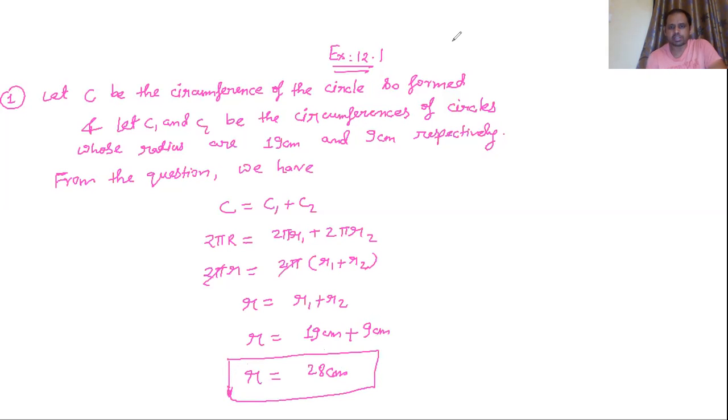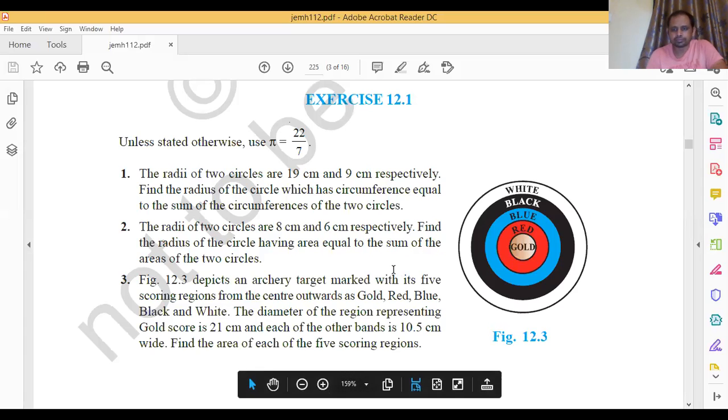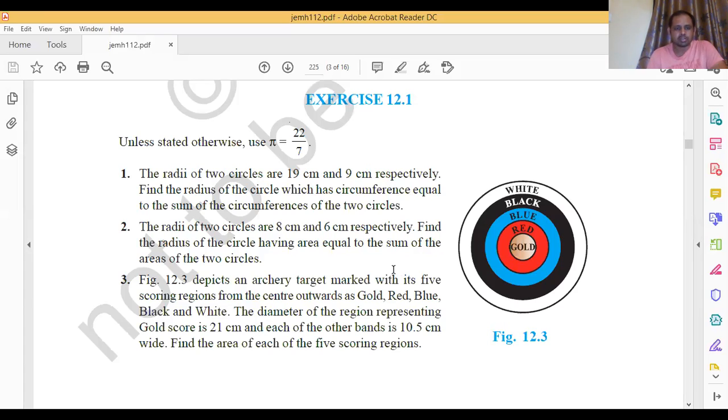Now, moving to the next question. Question number 2. If you observe question number 2, the radii of two circles are 8 centimeter and 6 centimeter respectively. It is quite similar to the first question. In the first question, the radii of two circles are given. Here also, the radii of two circles are given. But here it is given that find the radius of the circle having area equal to the sum of the areas of two circles.